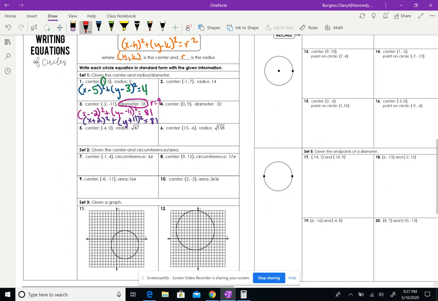All right, how about number 5? Do you guys want to skip this step? So this becomes x plus 4 squared plus y minus 0 squared. So that would be just y squared equals the square root of 47 squared, right? Is just 47. Okay, let's go ahead and do number 7 and 9. Given the center and circumference and area.